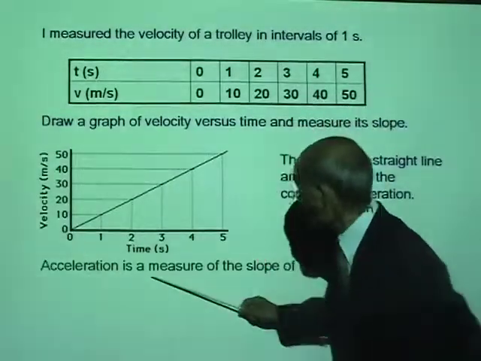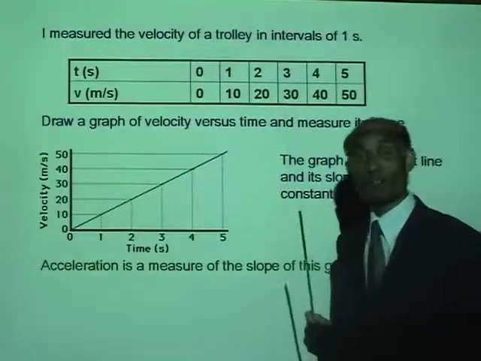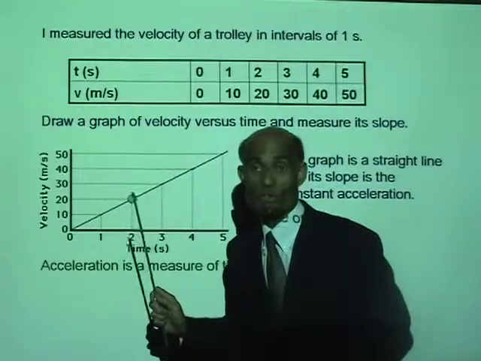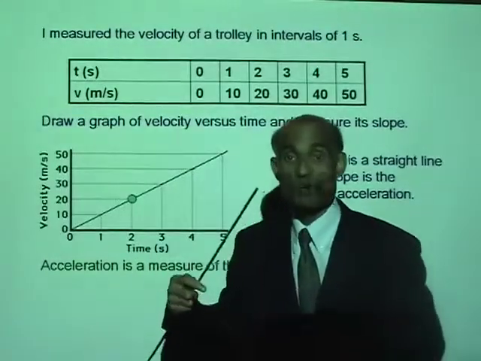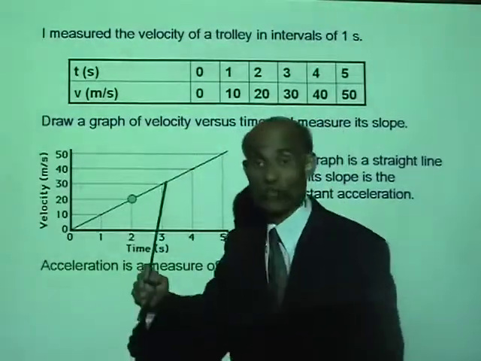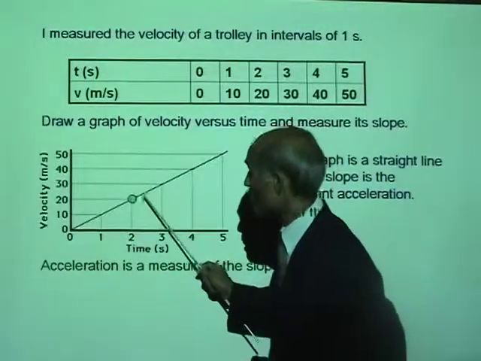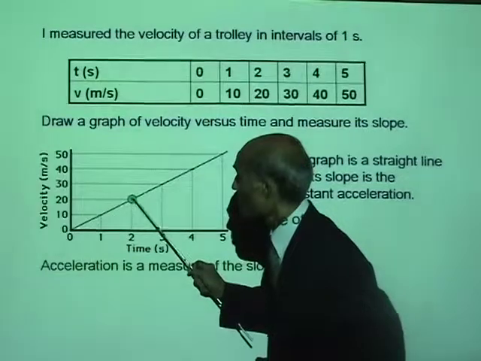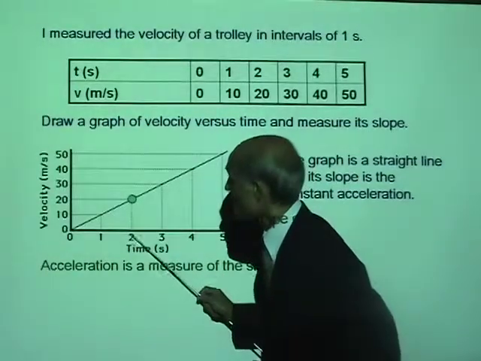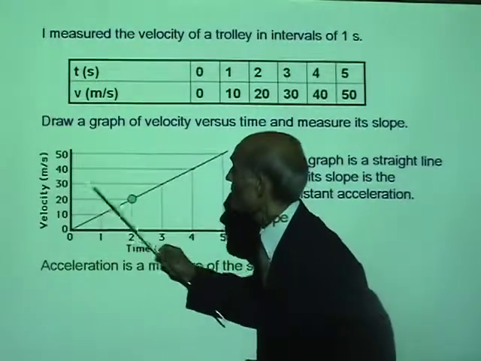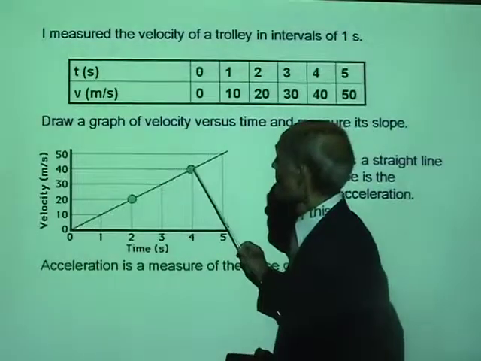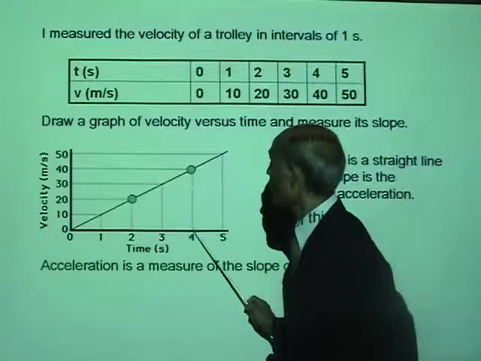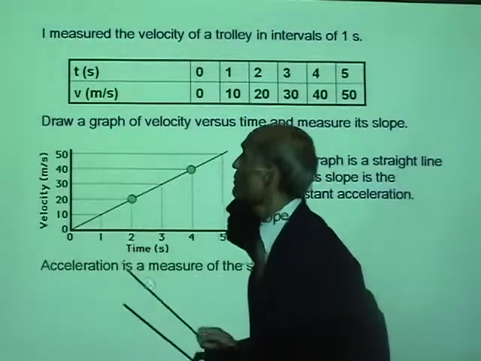Now, acceleration is a measure of the slope of the graph. I'm going to take 2 points. Now that's what we do: take 2 points on the graph in order to calculate your slope. Alright, I'm going to take this point. What is the name of that point? Its x value is 2, y value is 20. The second point I'm going to take is the x value 4, the y value 40.